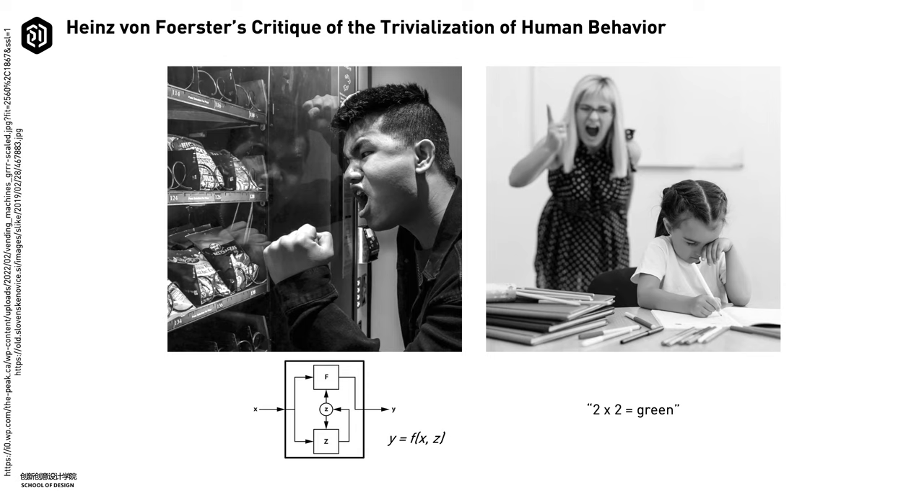And that's what he's basically doing: he came up with two narratives. One is the diagram that talks about inner states and inputs and outputs, and it's a very technical narrative. The other one is a story about a teacher and a school child, and the school child responds to the question, what is 2 times 2, with the answer green.